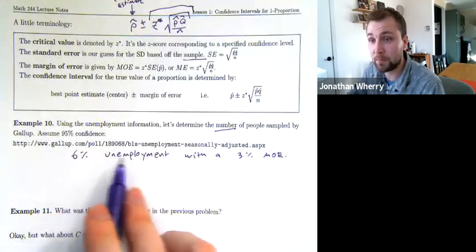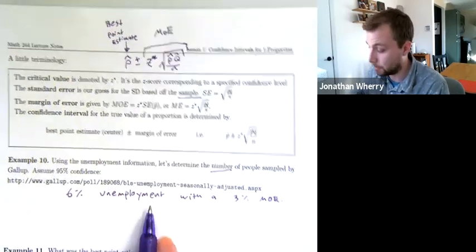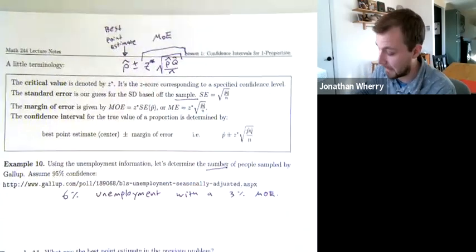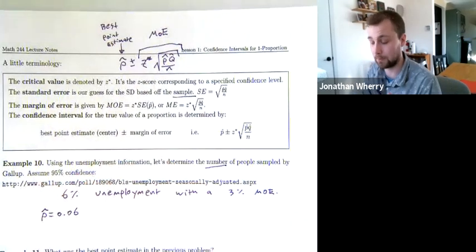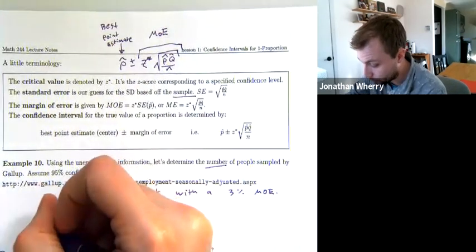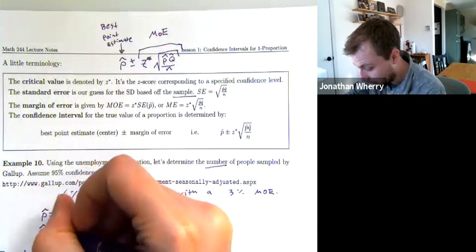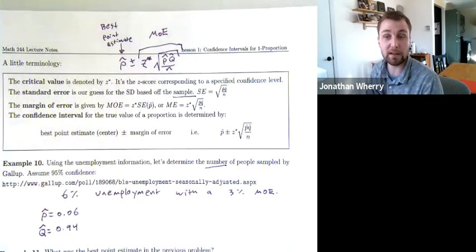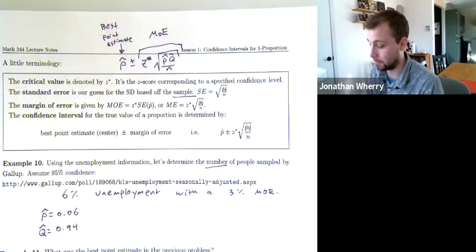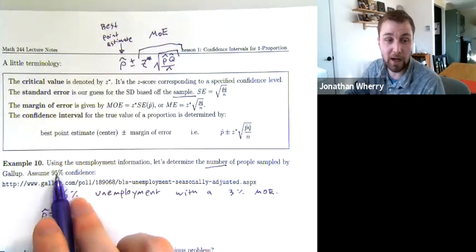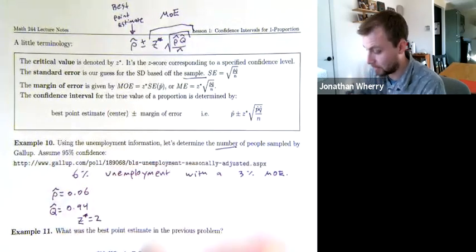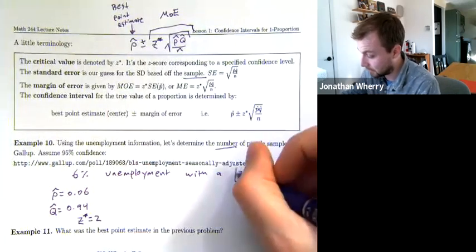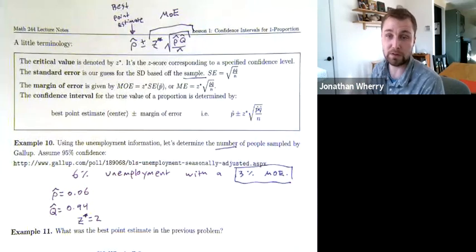6%, this is the estimate that they're giving me for the population. So my best point estimate, they're giving me my p hat. So p hat is 0.06. If 6% are unemployed, then that tells me my q hat, the remainder 94%, are employed. They wanted to be 95% confident. I'm getting pretty good at that one. To be 95% sure, I'm 2 standard deviations away. And finally, and most importantly, they say my MO is 3%.